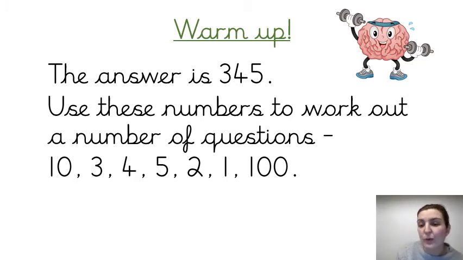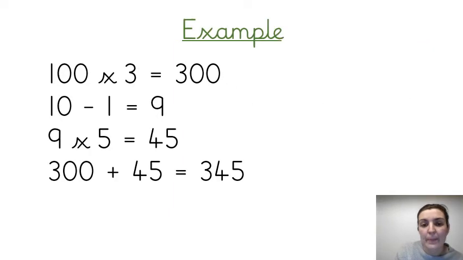I want you to try and get at least two ways of getting 345 using those numbers. So what I've done: 100 times by 3 to get the 300. Then I've done 10 take away 1 is 9. And then I've used that 9 and done 9 times 5 is 45. And then finally I can do my 300, add my 45, which gives me 345.